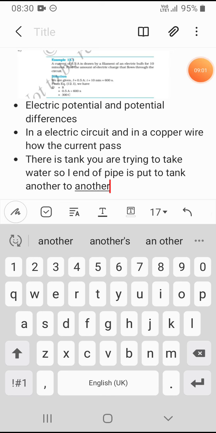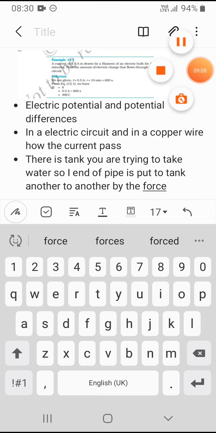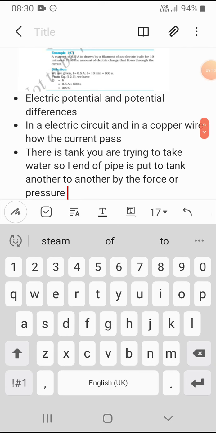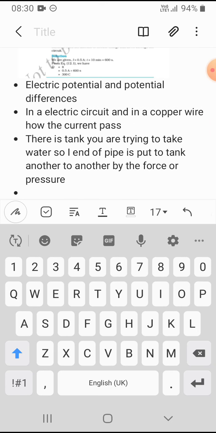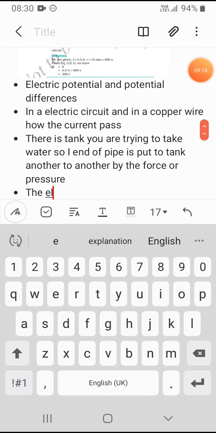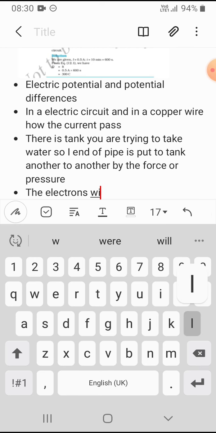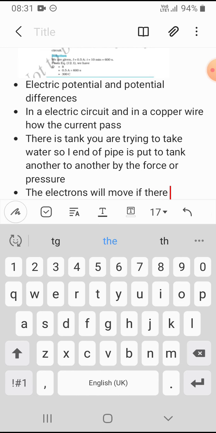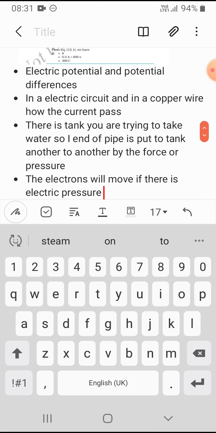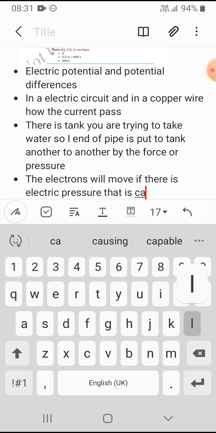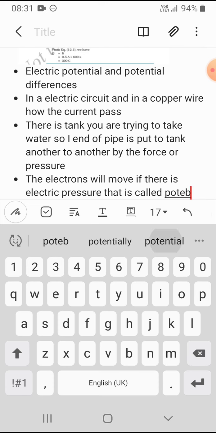So what happens when the water comes? How does the water come? It comes by pressure, because there is more pressure for it to come out. The water is more, so it tries to come out by pressure. Electrons will move if there is electric pressure, a pull. If there is electric pressure, then only the electric charges will move. That is called potential difference.